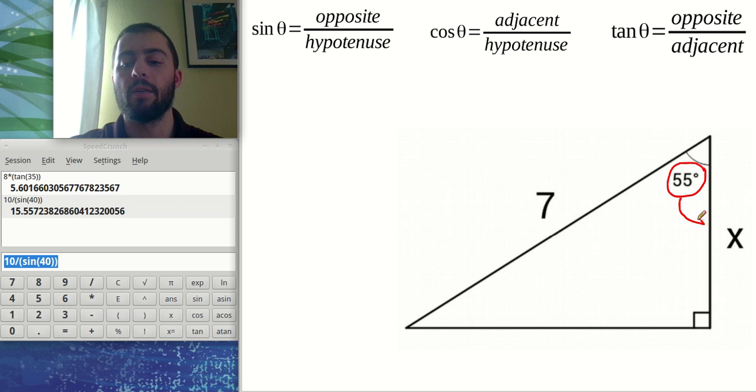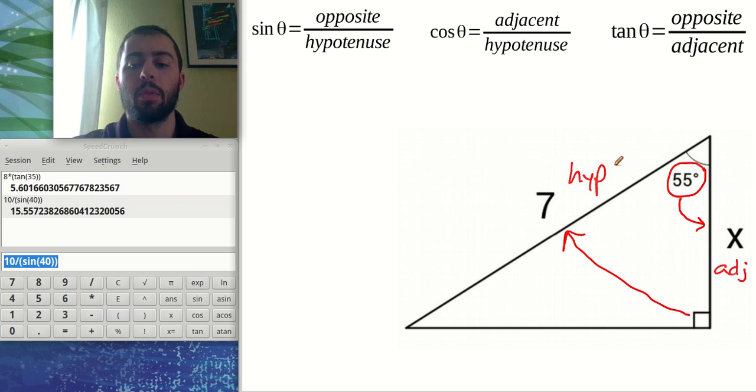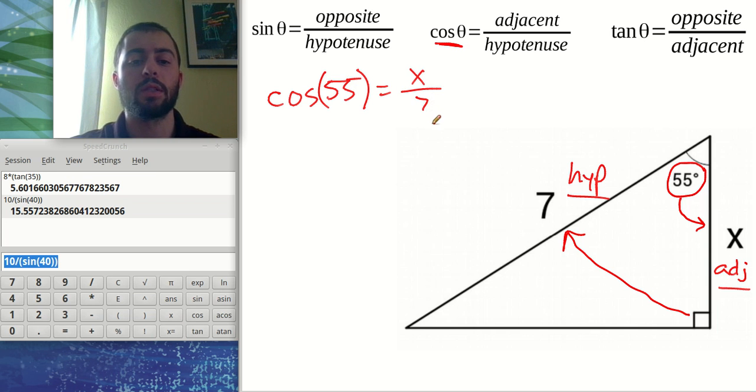So we look here, we have the adjacent side, because it's next to the angle, and we also have the hypotenuse because it's across from the right angle. All right, so adjacent and hypotenuse, that tells us we're going to use cosine. To solve this, again, we'll plug in our angle measure, 55, the adjacent side x, and the hypotenuse 7.